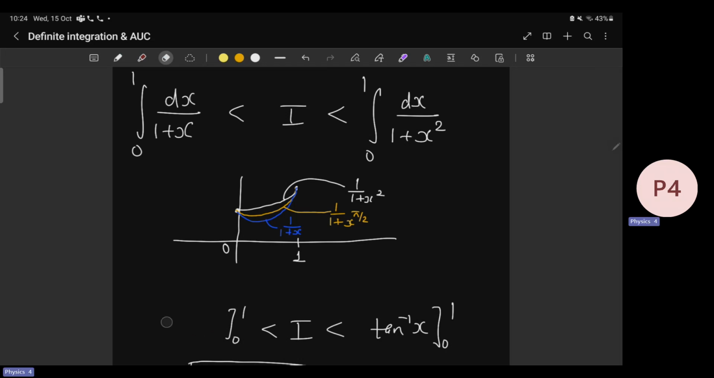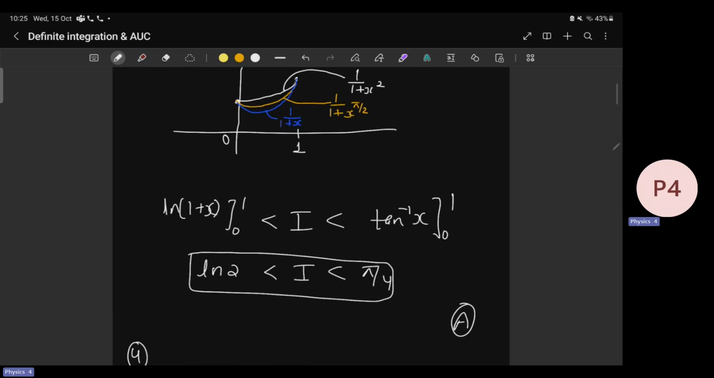1 upon 1 plus x is ln 1 plus x, and put the limits. That is ln 2 minus ln 1. So ln 2 is the answer.